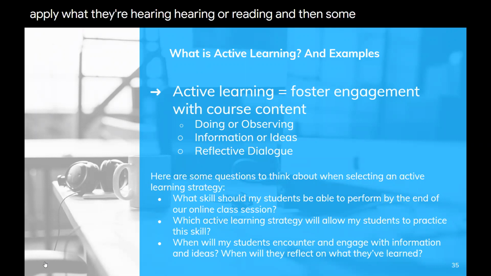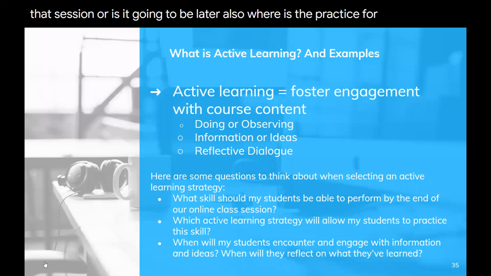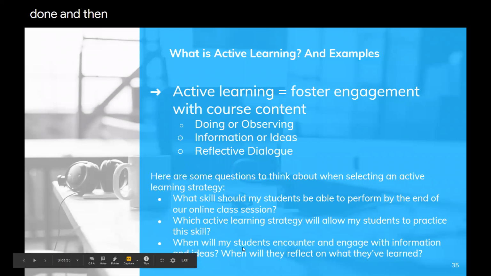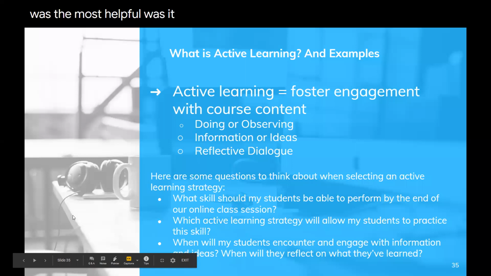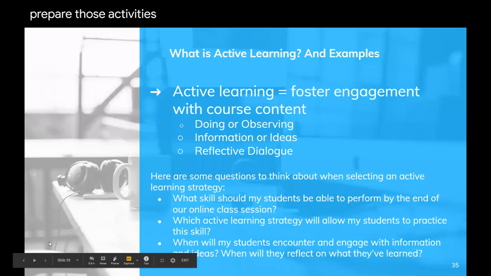And then some questions when you are thinking about that active learning strategy. What skill am I trying to teach them to do? And is it going to be assessed at the end of that session, or is it going to be later? Also, where is the practice for that skill? Have I done it as a peer review? Have I put it in as an ungraded survey? What have I done? And then I also want them to think about what they have learned. So what was the most helpful? Was it the video questions? So that in the future, I can prepare those activities for my next class.